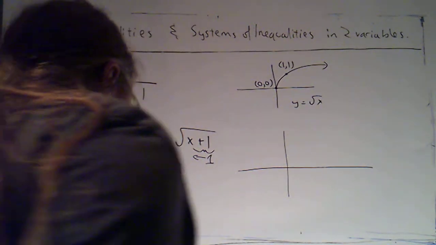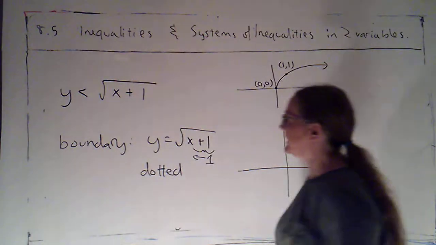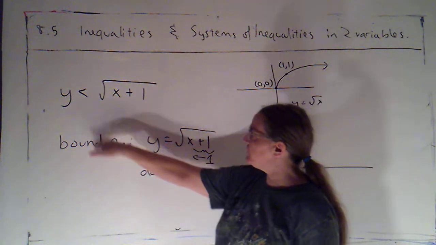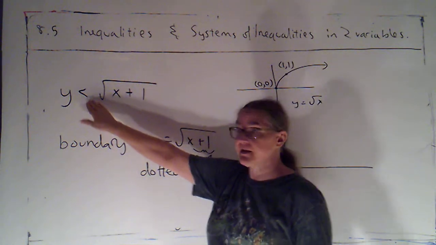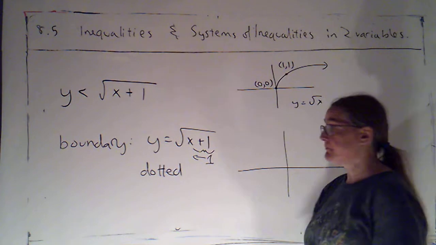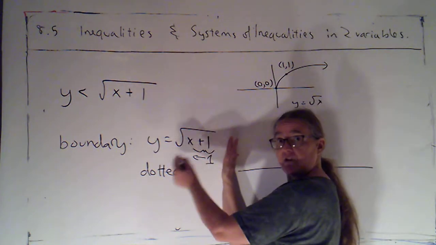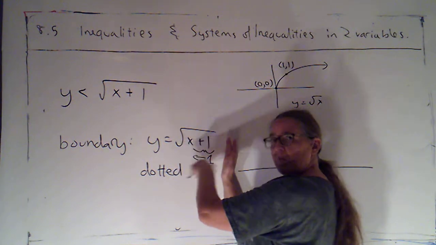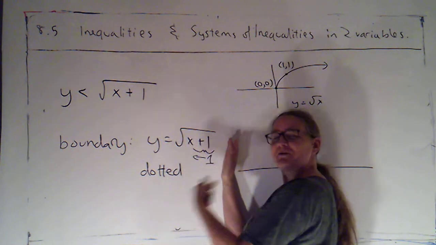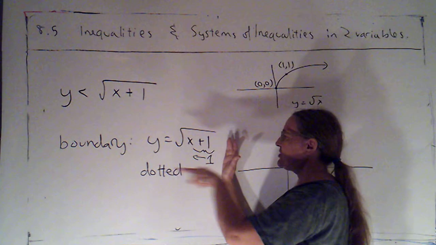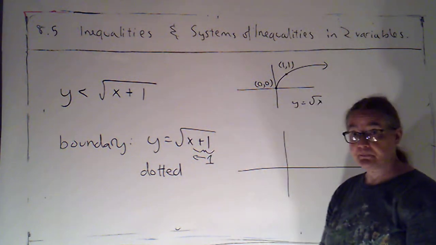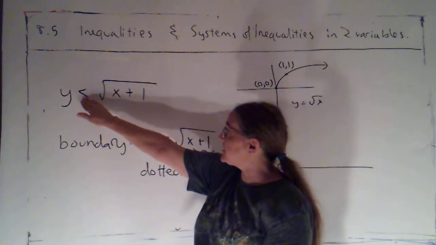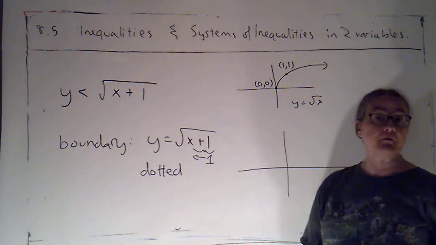Some of the work for this problem is started on the board already. Our boundary curve is going to be what we get if we replace the inequality with an equal sign. So this is just a transformation of the square root graph. We're adding 1 to x before we take the square root, so that's a horizontal change. That's going to shift things to the left 1. And because this is a strict inequality, our boundary curve will be a dotted curve.